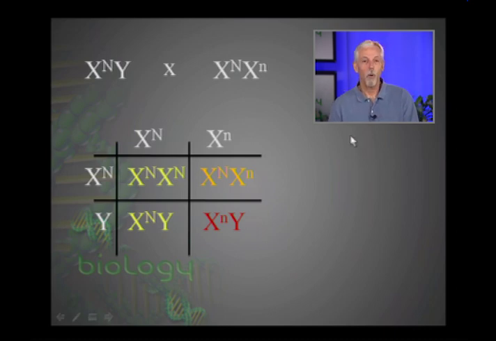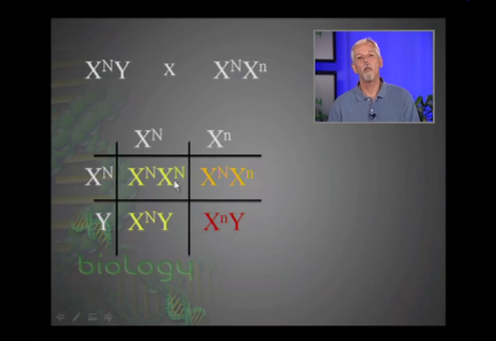And what we would have then is we would expect 1 out of 4 to be colorblind. We would expect none of the girls, the females, to be colorblind, although half we would expect to be carriers, and we would expect half of the males to be colorblind.